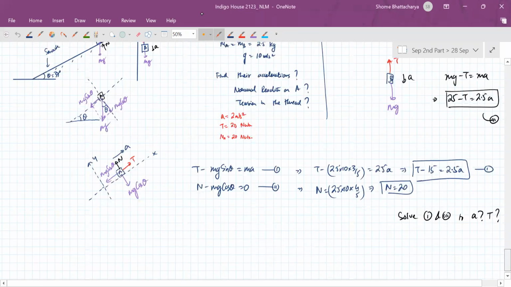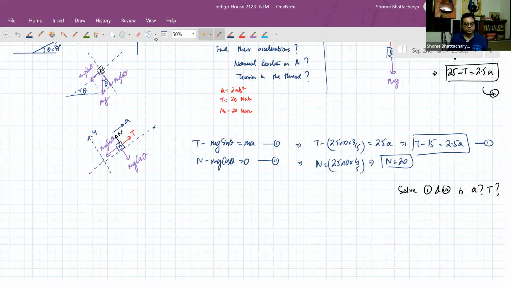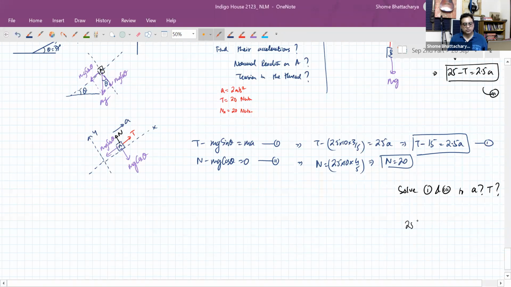Okay, so hope the solution of this is completely clear now. So solving these two equations, you can see you will get this relation. You have 25 minus T is equal to 2.5a and T minus 15 is equal to 2.5a. So just add these two equations. Okay. So you have a is equal to 2 meters per second square, and then substitute in the above equation, so you will get tension as 20 newtons.